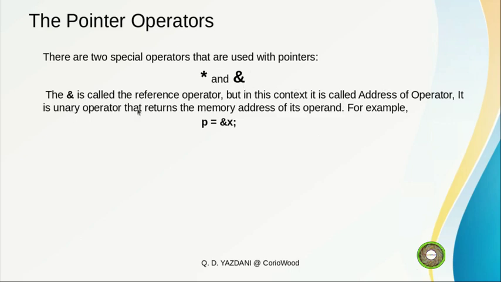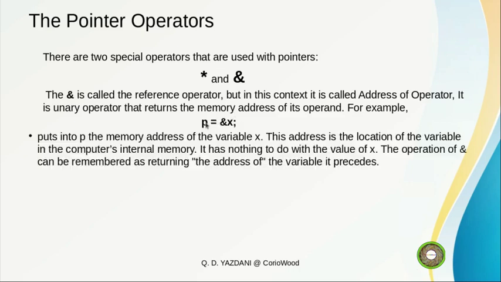It is a unary operator that returns the memory address of its operand. For example, p equals ampersand x. So we're going to reference it. This is the reference operator. We have declared p, our pointer, and we assign the reference of x to p. It puts into p the memory address of the variable x.